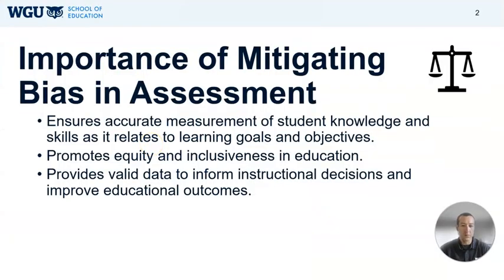And it's important that we mitigate bias in assessments for those reasons that I just mentioned. We want to ensure accurate measurement of student knowledge. So what do the students, what do the learners truly know about the content and the material that's been covered? And we want to make sure that assessments can reveal that to us and that they're doing so accurately and efficiently.